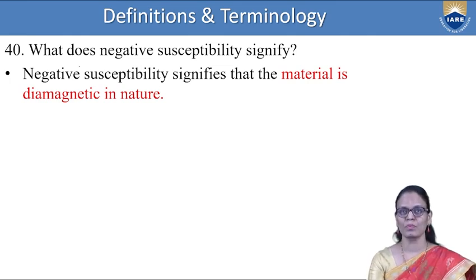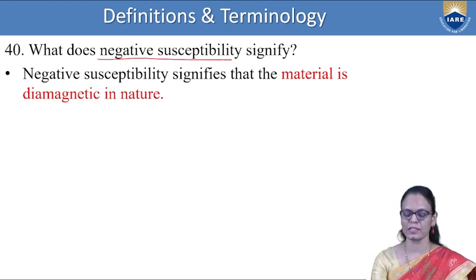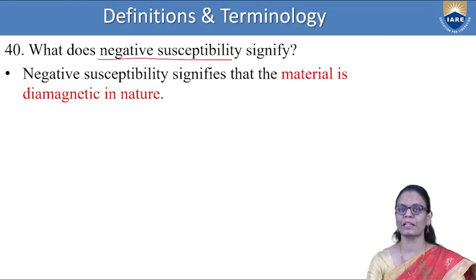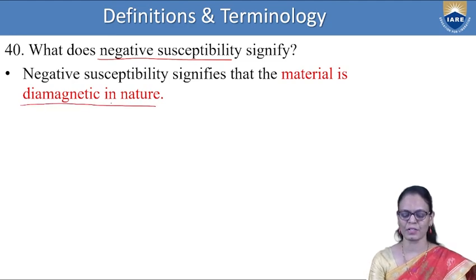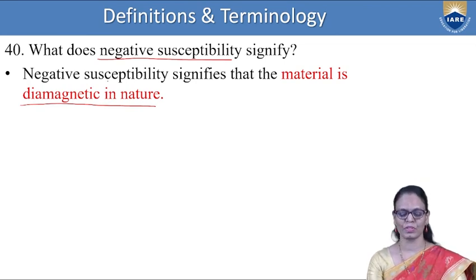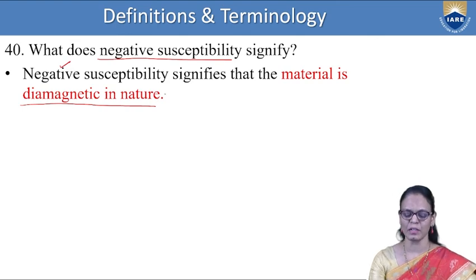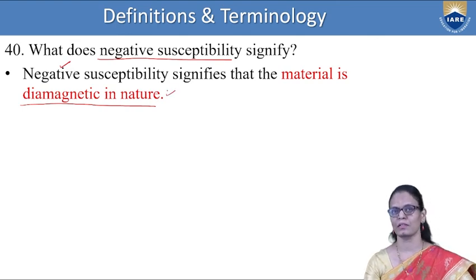The last one: what does negative susceptibility signify? We have already discussed this. Negative susceptibility signifies that the material is diamagnetic in nature. Only for diamagnetic materials is the susceptibility chi negative. So this negative sign denotes that it is a diamagnetic material.